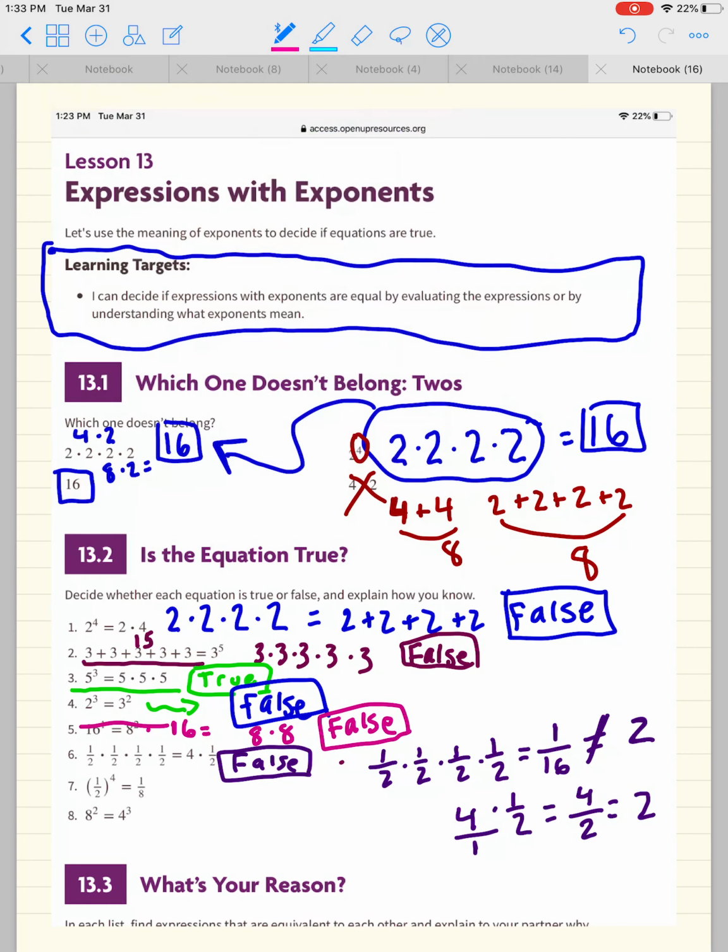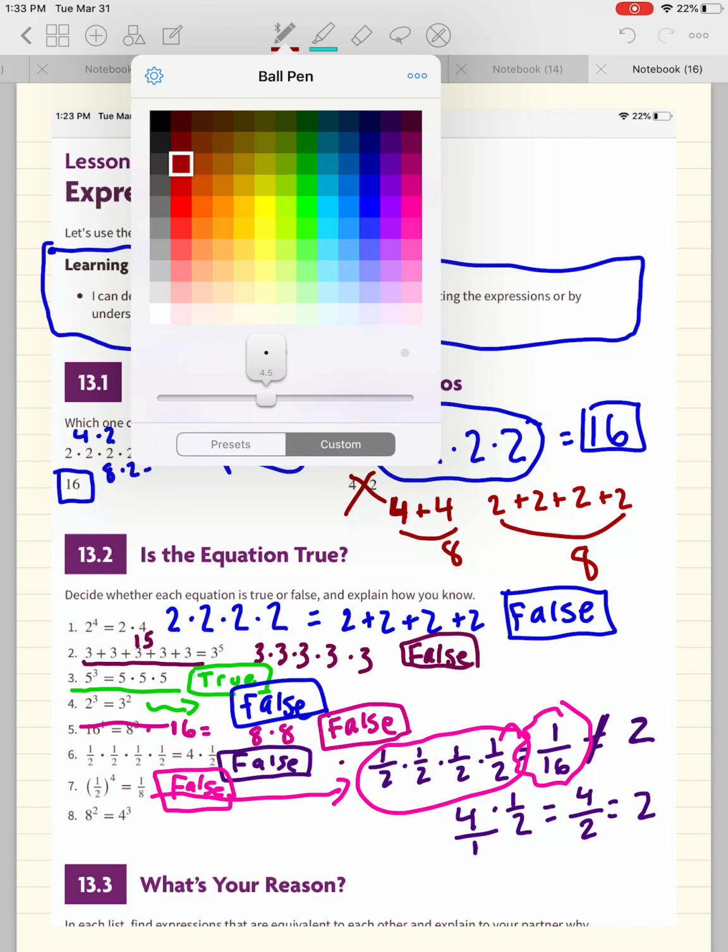Okay, next one. 1/2 to the fourth power equals 1/8. So 1/2 to the fourth power is actually exactly what we did right here. We did 1/2 times itself 4 times, and we got 1/16. 1/16 is not 1/8, so this is false. That was convenient. We already did that one.